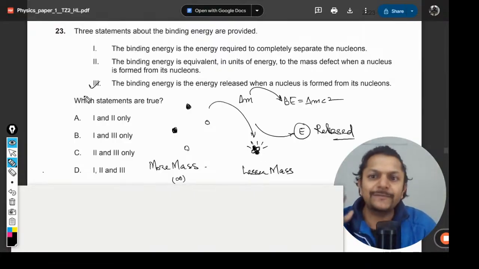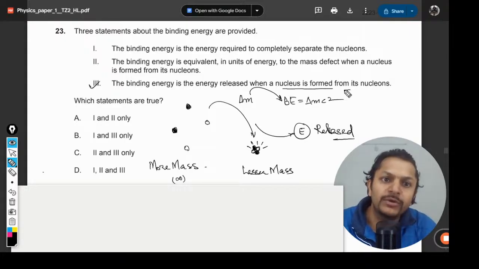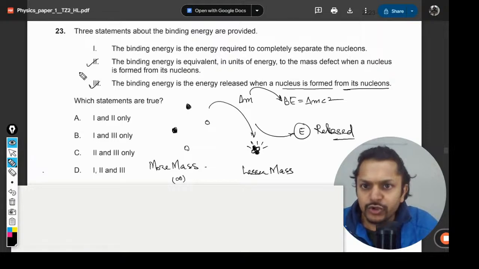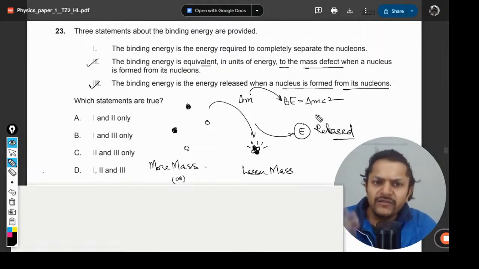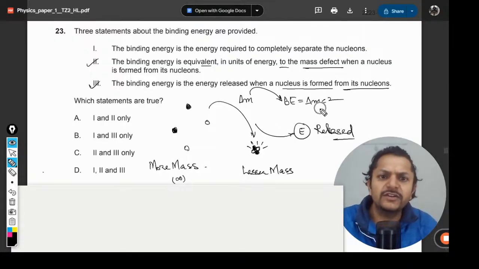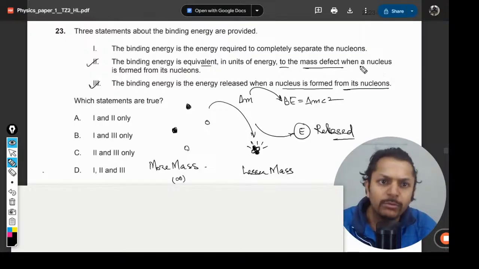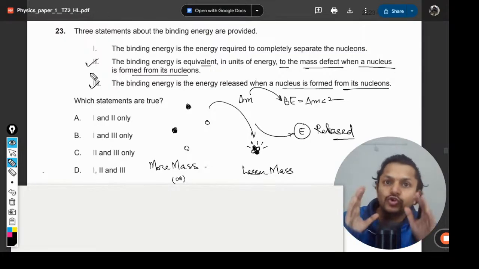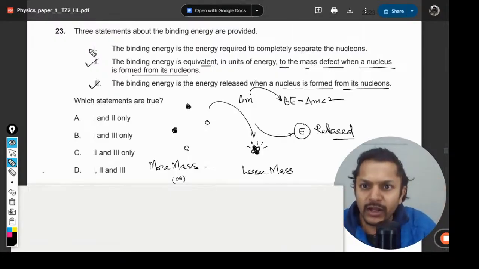So point number three is absolutely correct. Binding energy is energy released when a nucleus is formed from its nucleons. There is no doubt about it. And point number two, the binding energy is equivalent to the mass defect. Even that is correct. Binding energy is equal to delta m c square. So even this is not a problem when a nucleus is formed from its nucleons. So 2 is correct and 3 is correct. Absolutely. Let us go for point number 1.